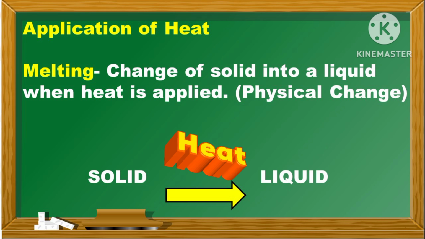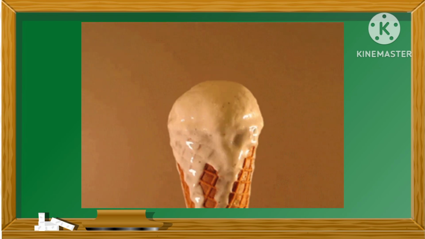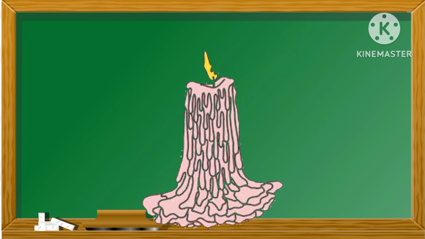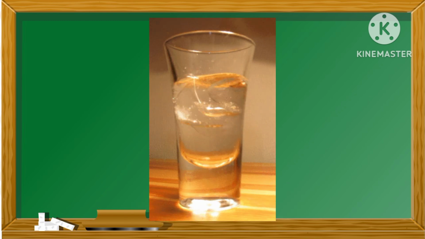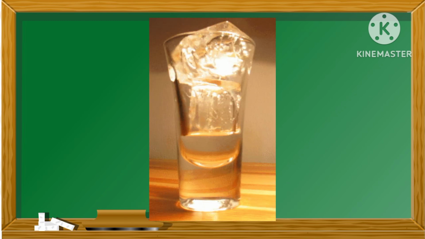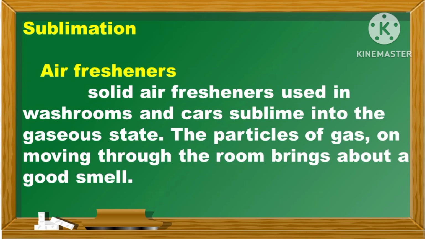Melting, change of solid into a liquid when heat is applied. Sublimation occurs when substances change from a solid directly to a gas phase. Sublimation. Air fresheners. Solid air fresheners used in washrooms and cars sublime into the gaseous state.